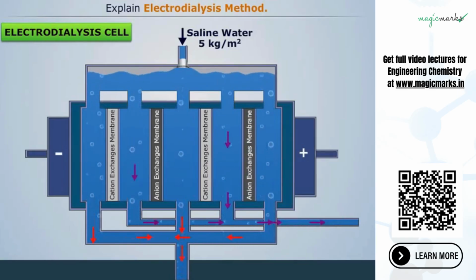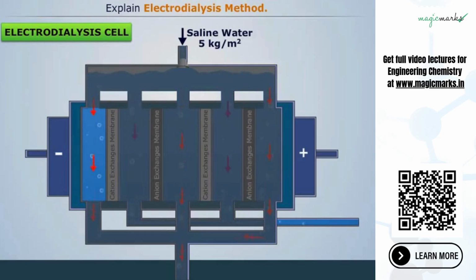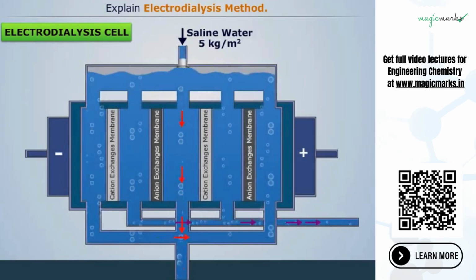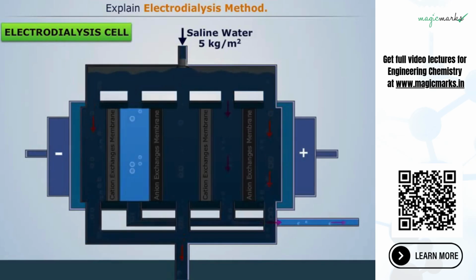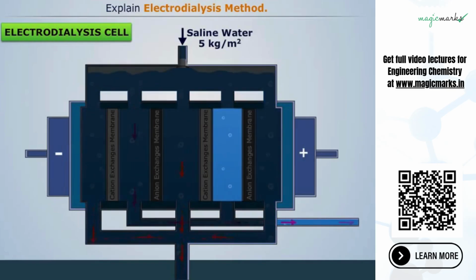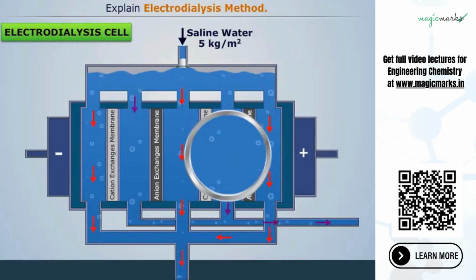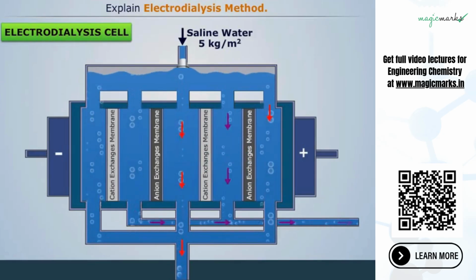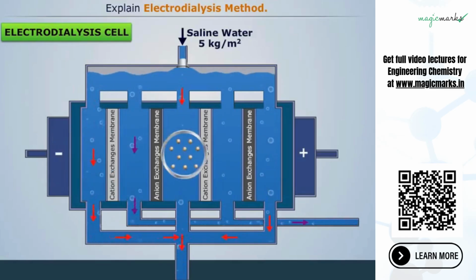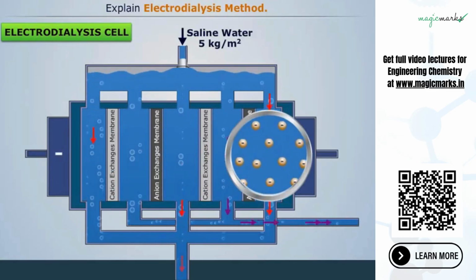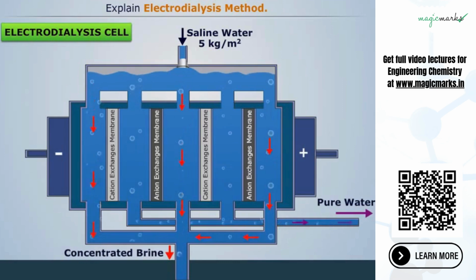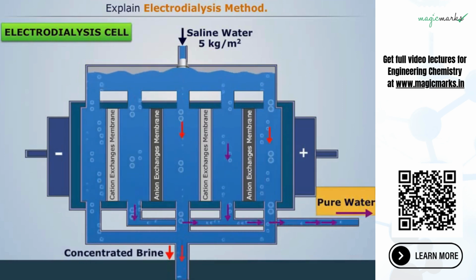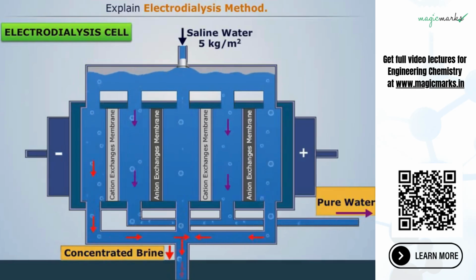As a result, the concentration of ions increases in some compartments, while it decreases in the adjoining compartments. This basically implies that water in one compartment of the cell gets deprived of its salts, while the salt concentration in adjacent compartments is increased. Thus we get alternate streams of pure water and concentrated brine. This pure water is collected from the bottom of the cell, and the concentrated brine is collected from a separate outlet at the bottom of the cell.